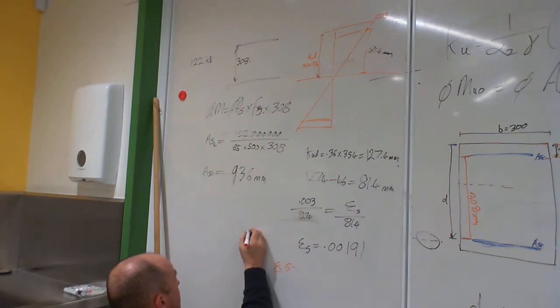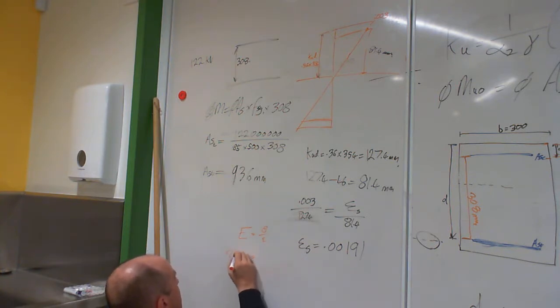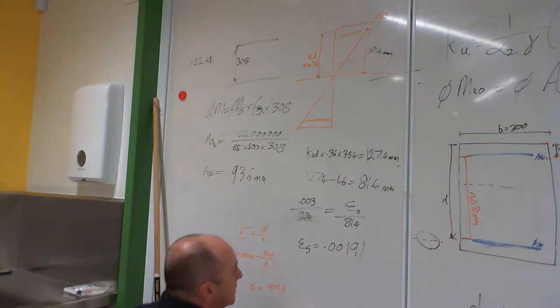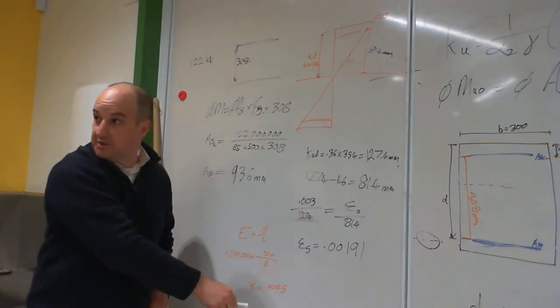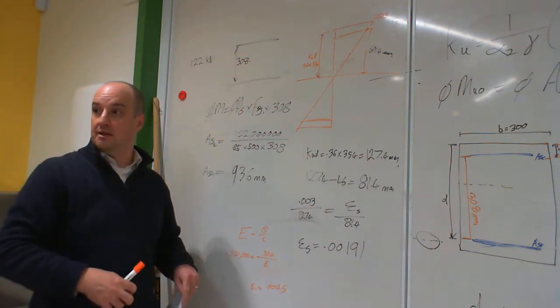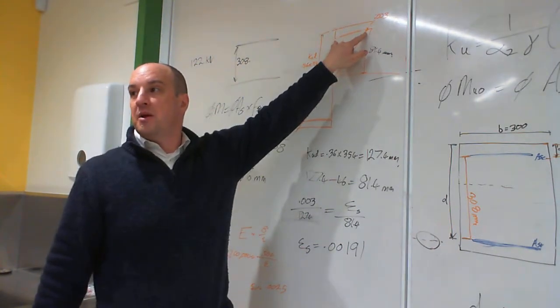Stress over strain. E equals the stress over the strain. So for 500, that's 200,000. And 500 over the strain is 0.0025. Because 0.00191 is less than 0.0025, the steel has not yielded, so we have to work out what the stress is in the steel. There's not enough stretch or compression in that part of the beam for that steel to yield.